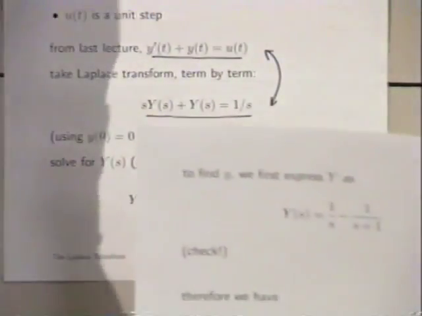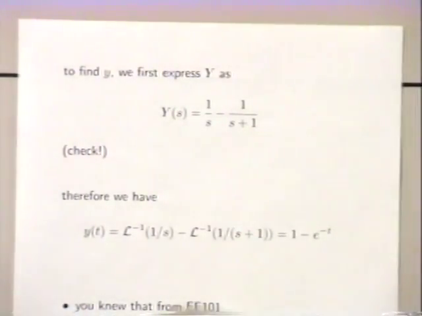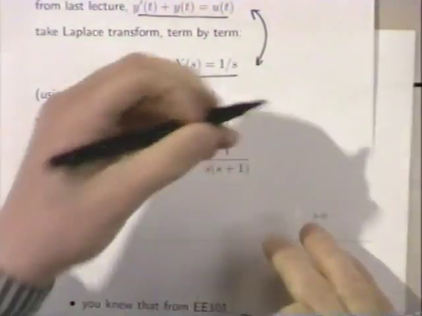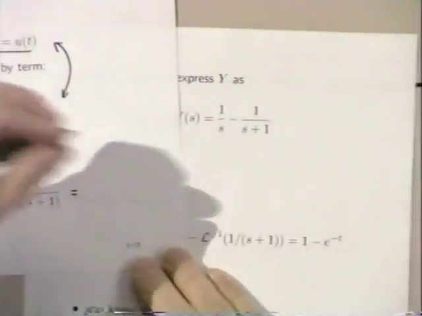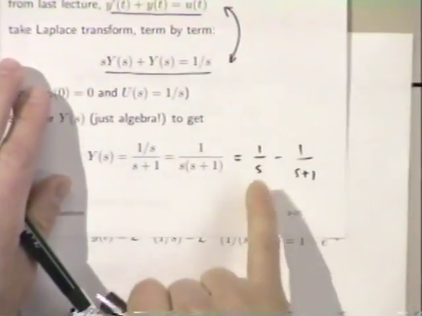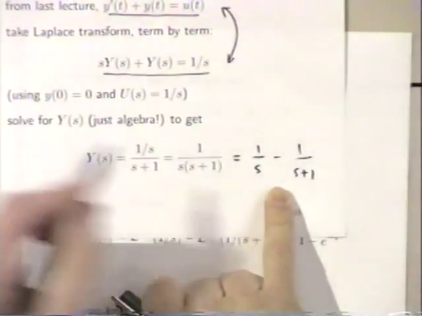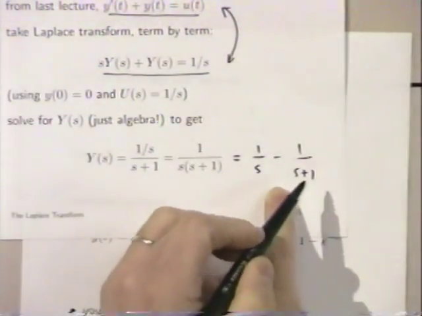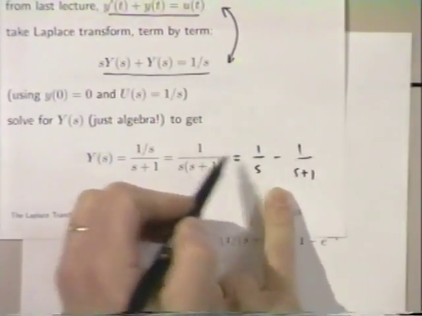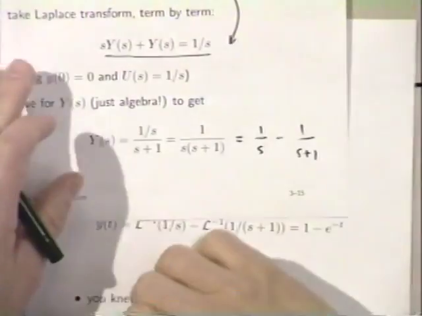The way to do that is I'm simply going to rewrite this expression into something which is exactly the same. It's 1 over s minus 1 over s plus 1, like that. You have to check that this is the same. You put these on a common denominator, and you put s plus 1 there, minus s, and you get 1, and everything works out.